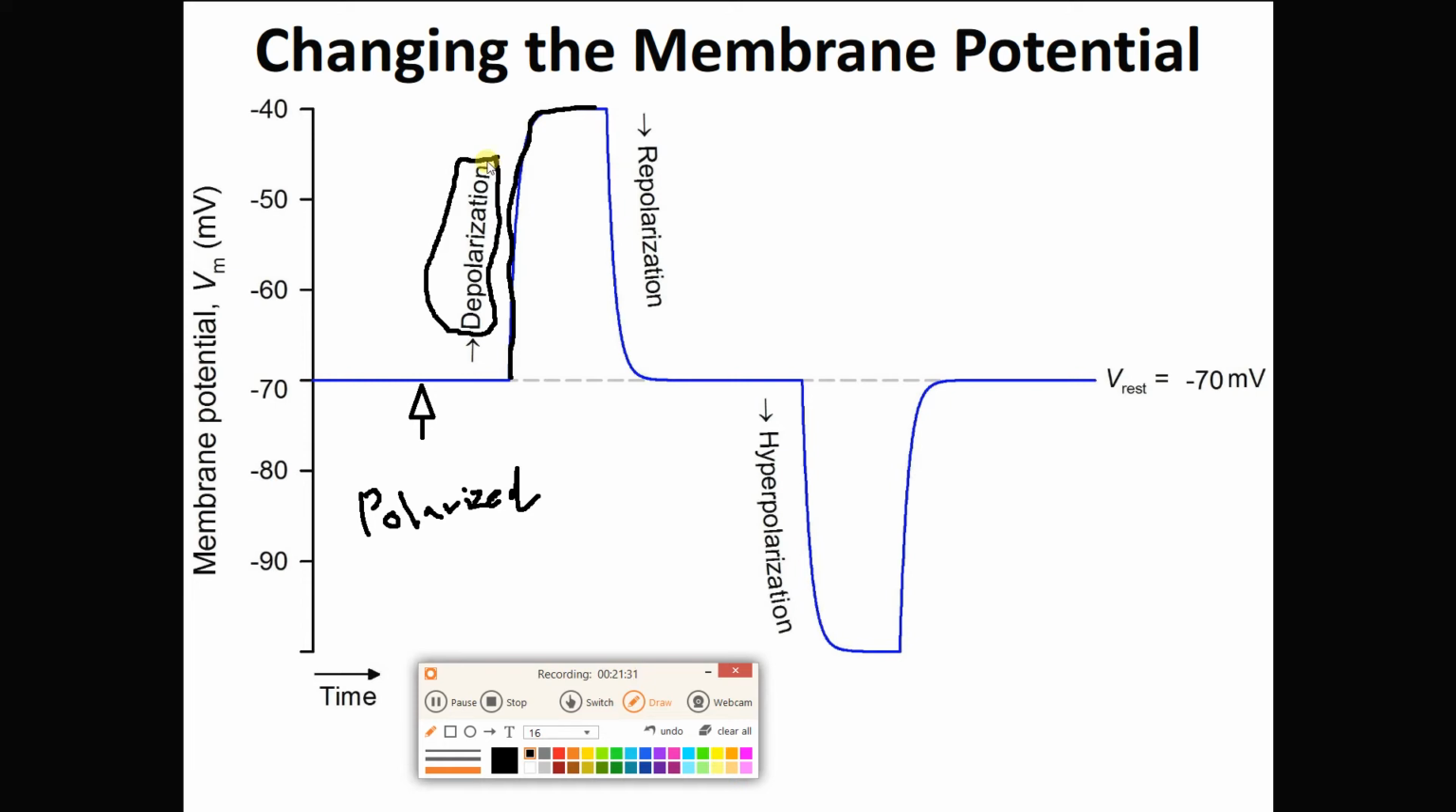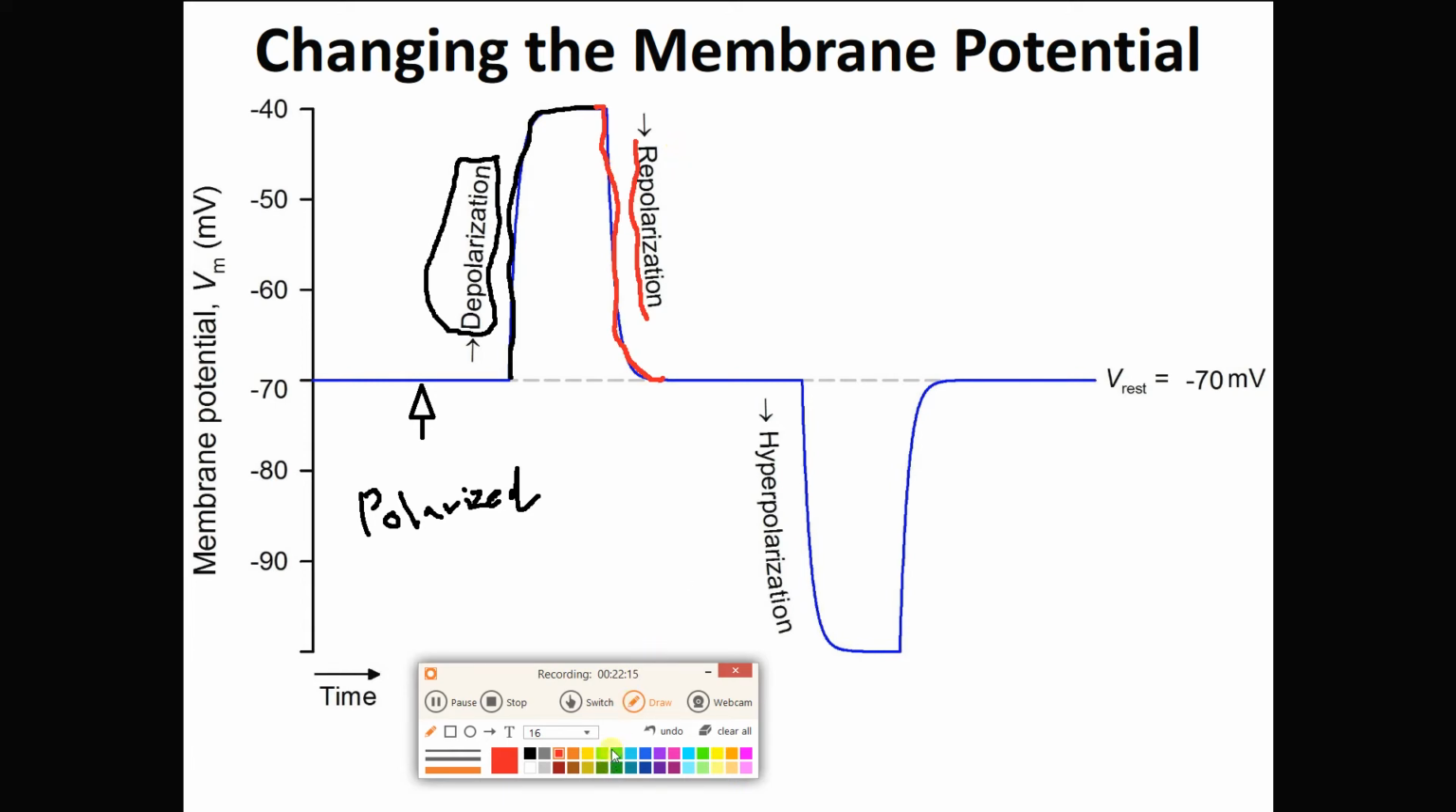Now, if we depolarize, meaning we go more positive away from resting membrane potential, we can also go from that depolarized state and get more negative again, and we can go back to resting. That return to the resting state is called repolarization. We're making a difference again. So if we depolarize, we can then subsequently repolarize.